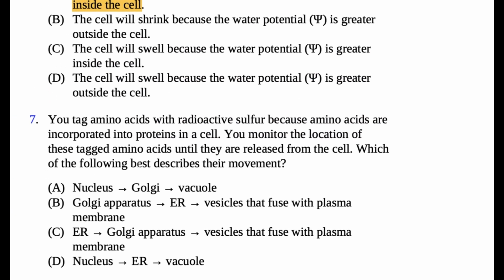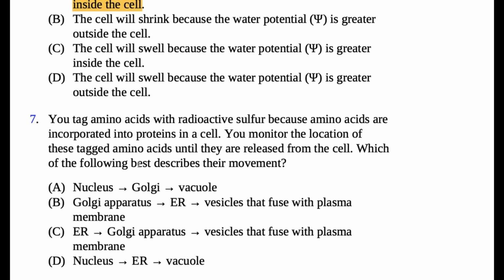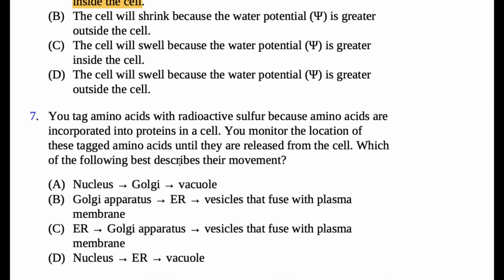You tag amino acids with radioactive sulfur because amino acids are incorporated into proteins in the cell. You monitor the location of these tagged amino acids until they are released from the cell. Which of the following best describes the movement? So first, the nucleus, and now you need to look at the production of amino acids, right? So first, production. What will the cell turn amino acids into?